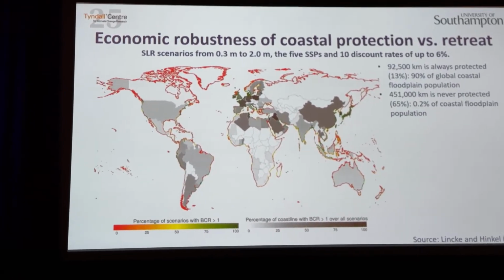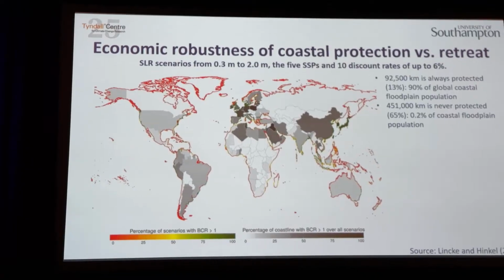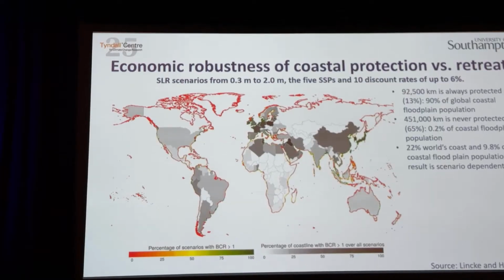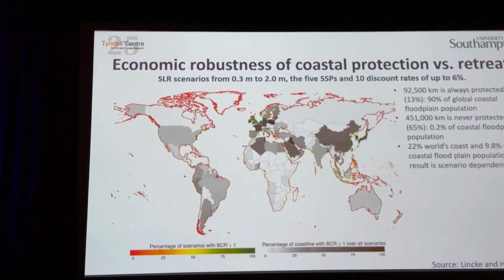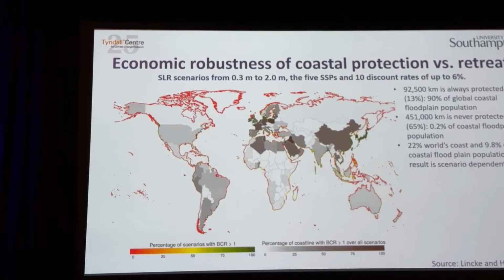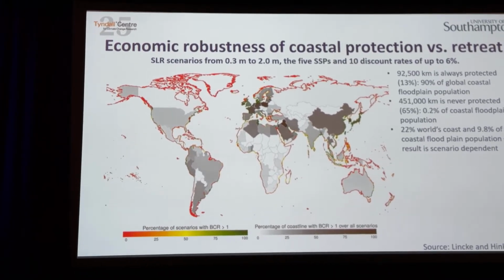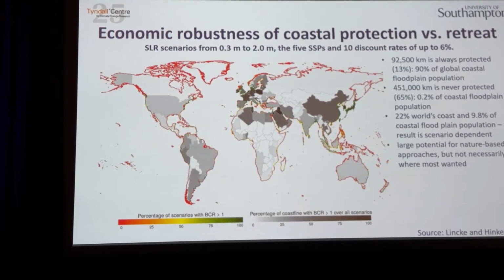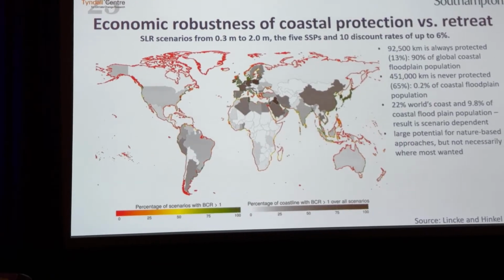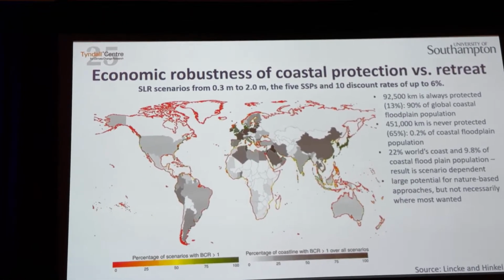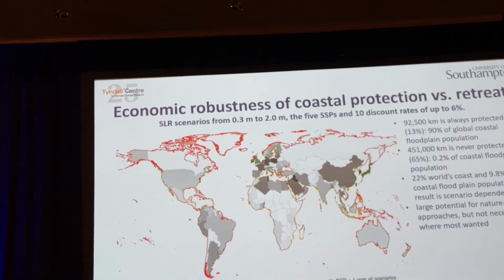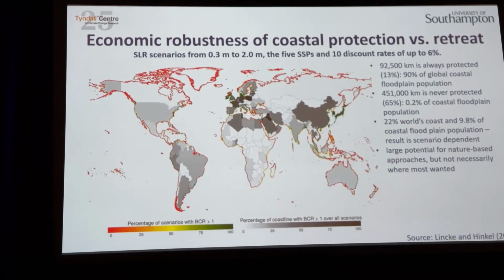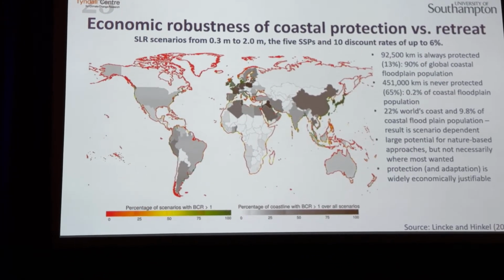65% is never protected. But no one really lives there either, which is why it's not protected. And then you've got this part in the middle, 22% of the world's coast, with about 10% of the population, which depends on the scenario you follow. So that's a more difficult decision. One thing I take from this, there's a large potential, a lot of coast where you'd never protect, a lot of places where you might think about nature-based approaches, although maybe not necessarily where they're most wanted because there are fewer people there. Maybe you want them where there are people.